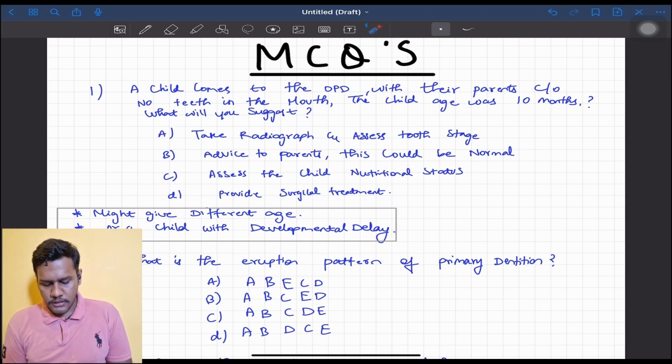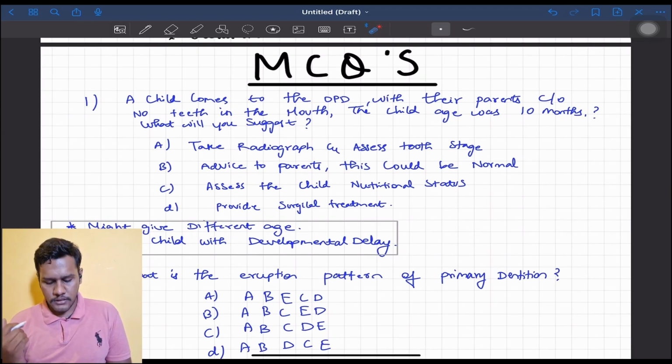The child was about 10 months of age. What will the clinician suggest? Okay, the child is having normal growth. If they do not mention anything, it is a normal growth situation. If they mention the child has a developmental delay, then the options might change, and the answer will change. First option: take a radiograph and assess the tooth stage.